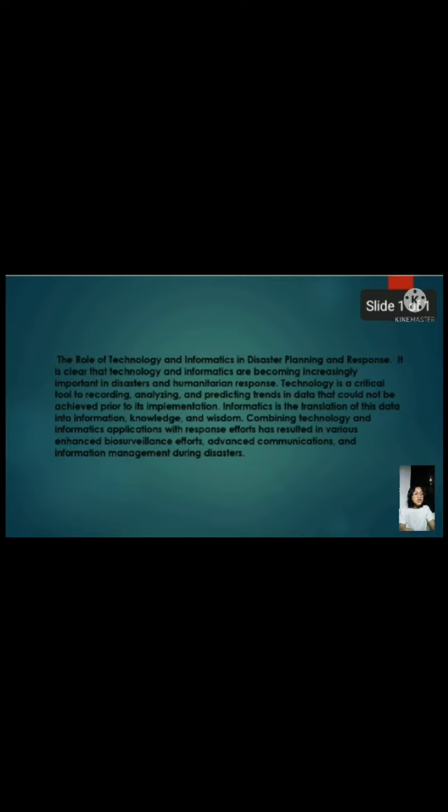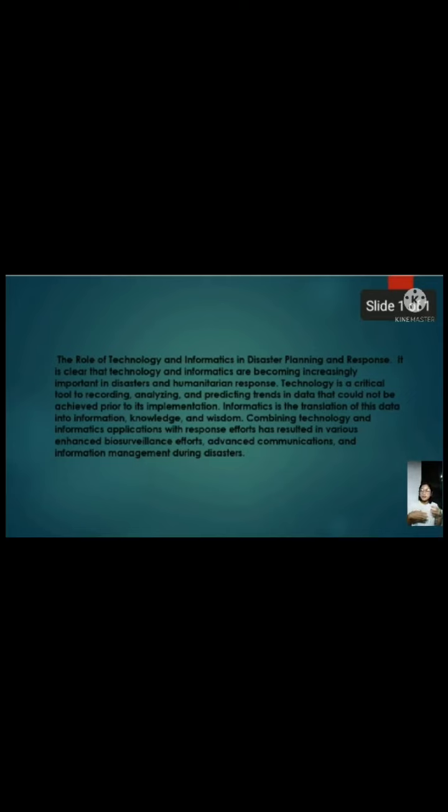So, technology and informatics increase during disaster and humanitarian response. Technology is a critical tool for recording, analyzing, and predicting trends in data that could not be achieved prior to its implementation. Informatics is the translation of this data into information, knowledge, and wisdom.